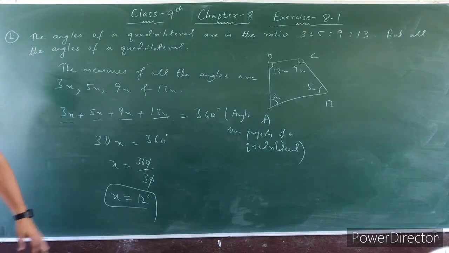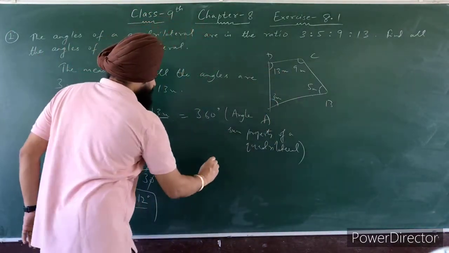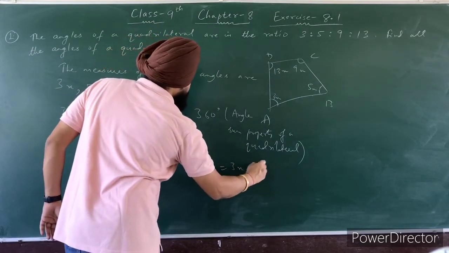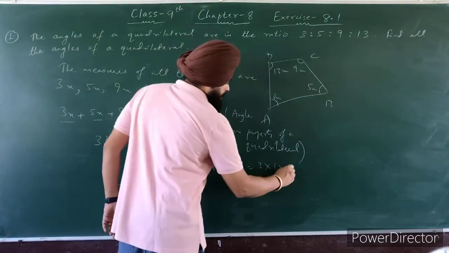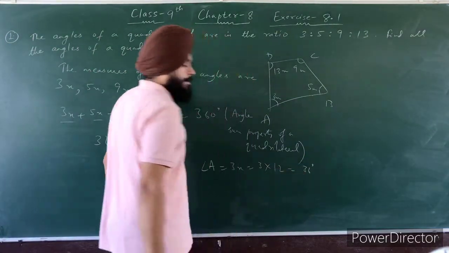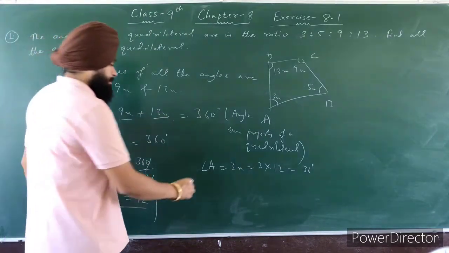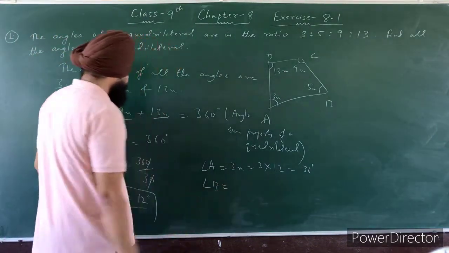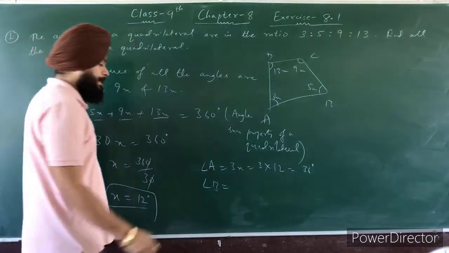So what is the measure of these angles A, B, C, D? Right here, angle A is 3x, and the value of x is 12. So 3 times 12 is 36 degrees. So the measure of the first angle A is 36 degrees. The measure of angle B is 5x. So 5 into 12, how much? 60 degrees.